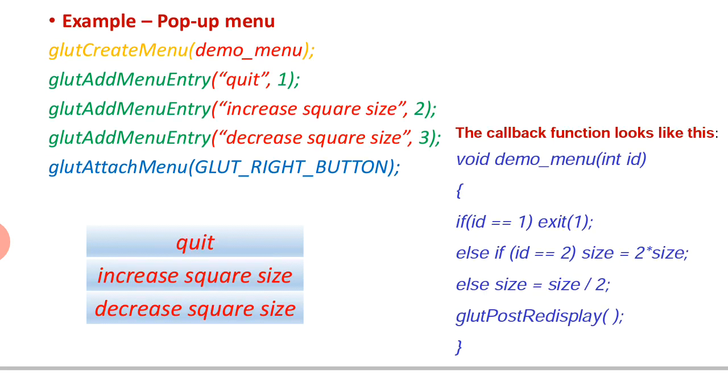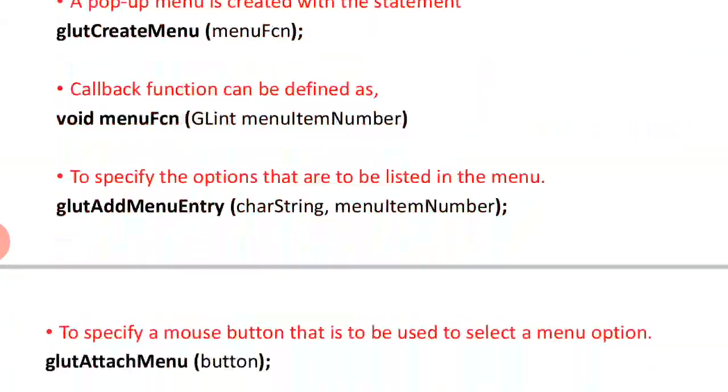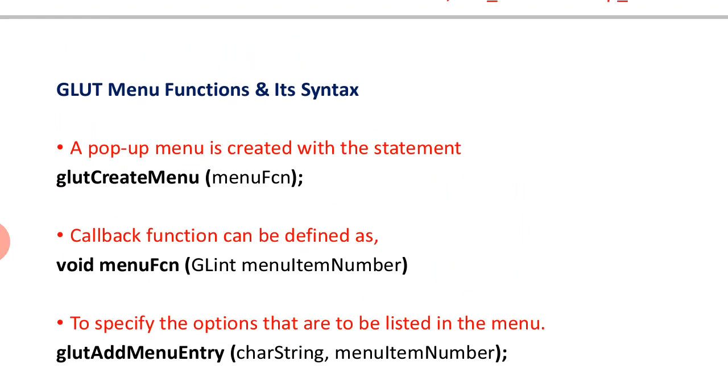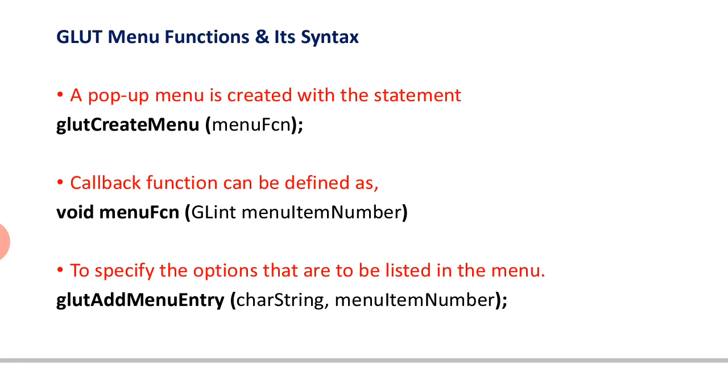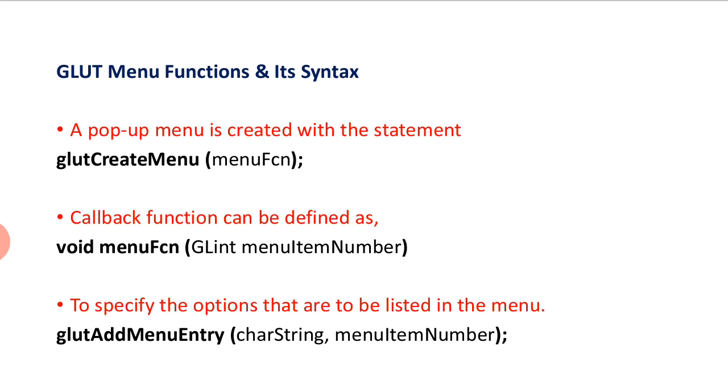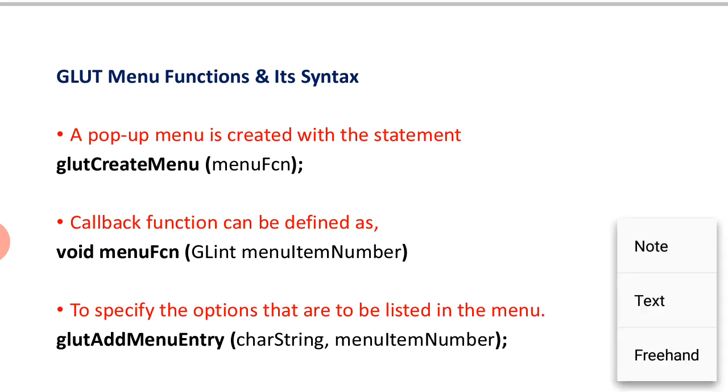So, before starting the example, I will just glance at the actual functions which are available in OpenGL and their syntax. The very first function is a pop-up menu, which will always be created with a statement. Look at the name of the function here. The name of the function is glutCreateMenu.